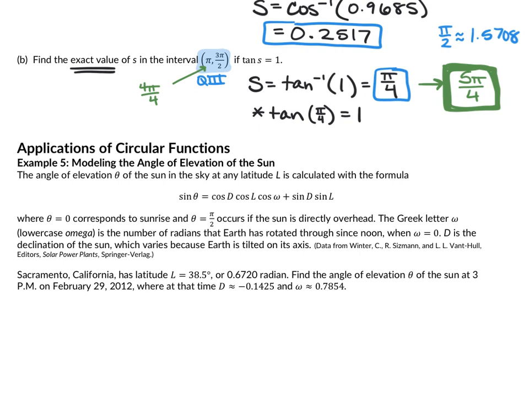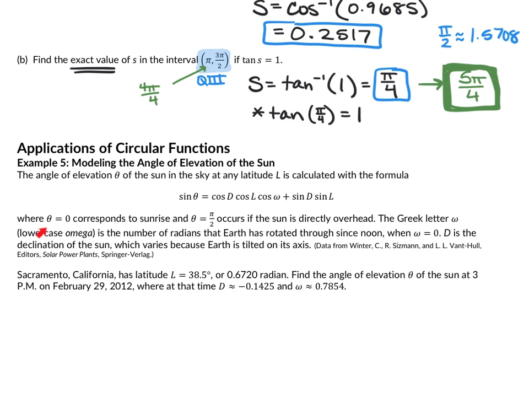An interesting application of circular functions, just in case you were wondering. An angle of elevation theta of the sun in the sky at any latitude, big L, is calculated with the formula sine of theta equal to the cosine of d times cosine of L times cosine of omega plus sine of d times sine of L. By the way, this is the Greek letter omega. I don't know if we've seen that yet, but don't panic, don't say W. That is omega. It's a lowercase omega.